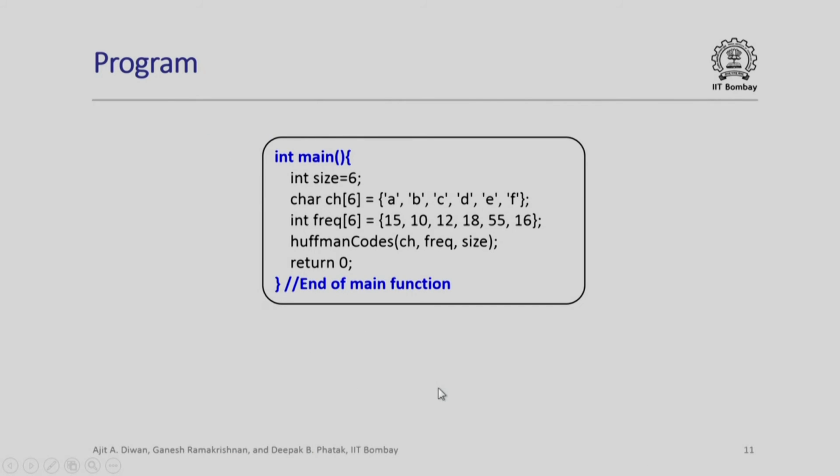The main program is very simple. Since we are looking at this example where we had only 6 characters, we initialize size to 6. We insert these 6 characters as A, B, C, D, E, F and we insert these arbitrary frequencies 15, 10, 12, 18, 55, 16, which we saw in the example last time. All that we do is, once this is done, we invoke Huffman codes given this char array, the frequency array and the size. This invocation will do everything from creating the appropriate priority queue as a binary tree and then printing out all our codes.